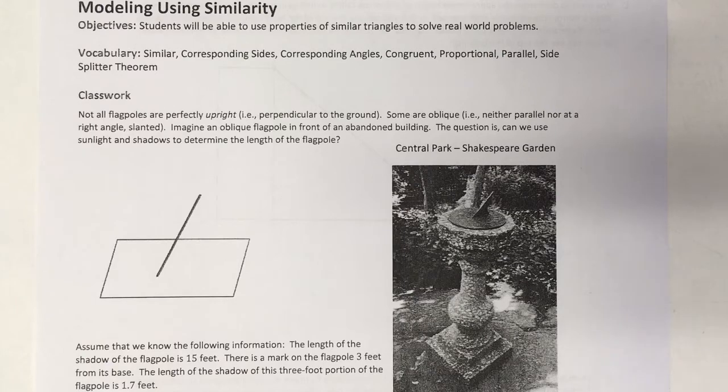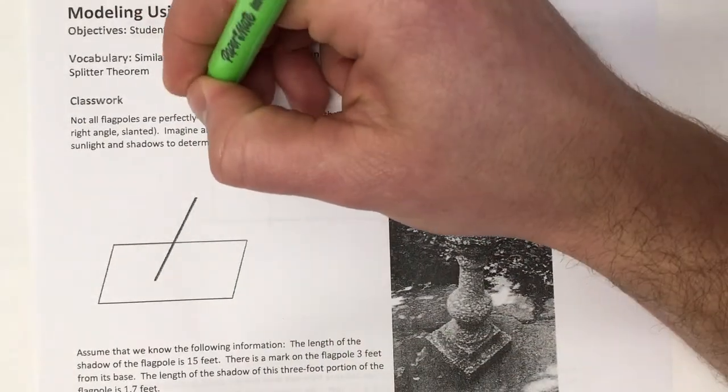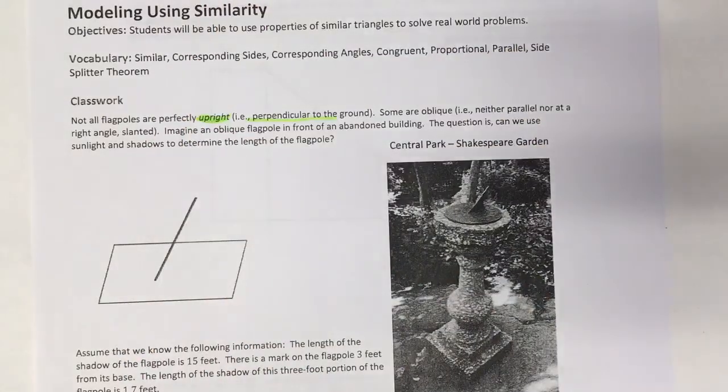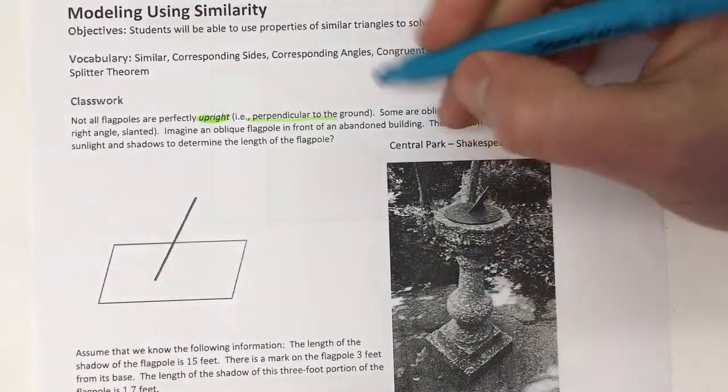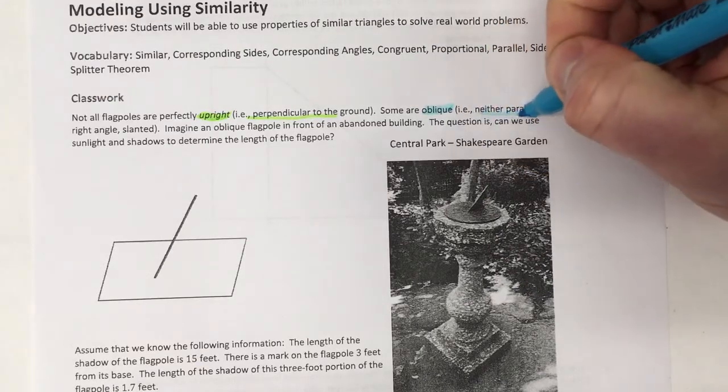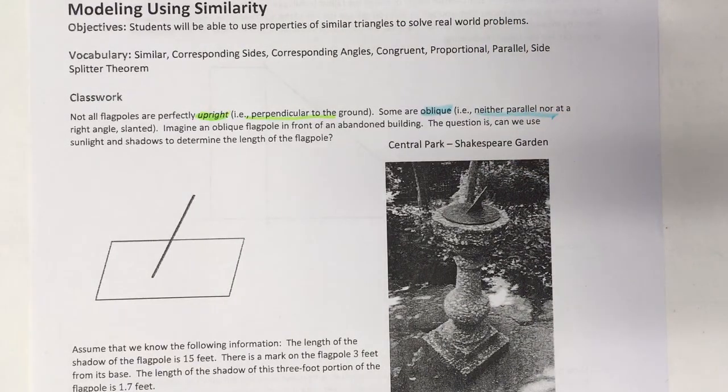Some of the vocabulary you may hear is similar, corresponding sides, corresponding angles, congruent, proportional, parallel, side splitter theorem. One of the things that I thought was unique is they started talking about how not all flagpoles are perfectly upright. Some are oblique. So they did define each of these for you: upright and where it comes from, and oblique. And what does that mean? It means neither parallel nor at a right angle, but slanted.